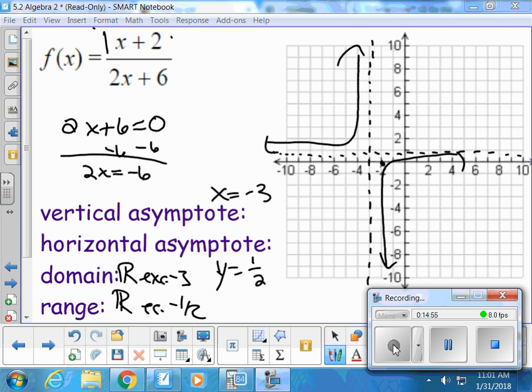All right, ta-da! Here's all the answers. We set our bottom equal to 0, figured out that x equals -3 was our vertical asymptote. We did our a over c, which is 1 over 2 for a horizontal asymptote. And then you can see my domain was all reals except -3, and range was all reals except -1/2.